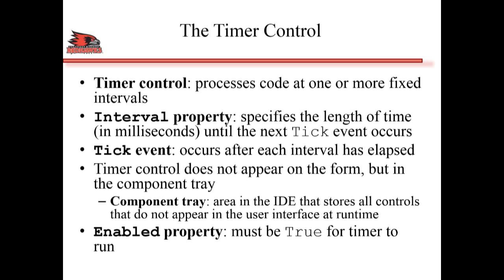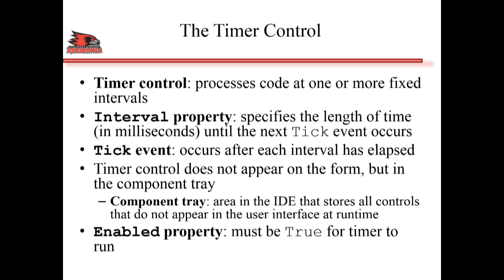We're talking about a certain object which we can implement to do cool stuff, and you might use it in your projects if you're having a game type project where you want something to happen at a regular interval. So then you use timer controls. Basically it processes a bunch of code at one or more fixed intervals. So let's say you want something to happen every 100 milliseconds. That's your interval property.